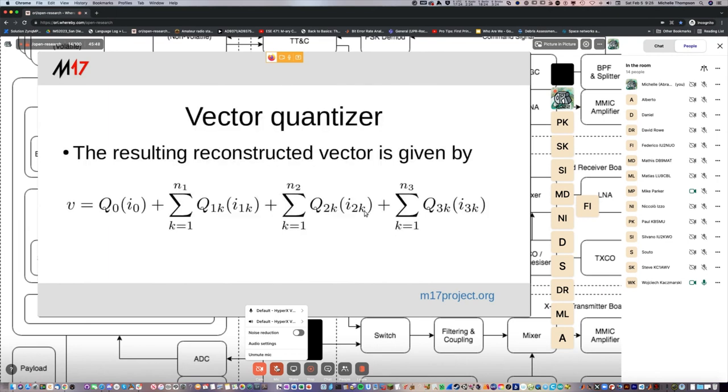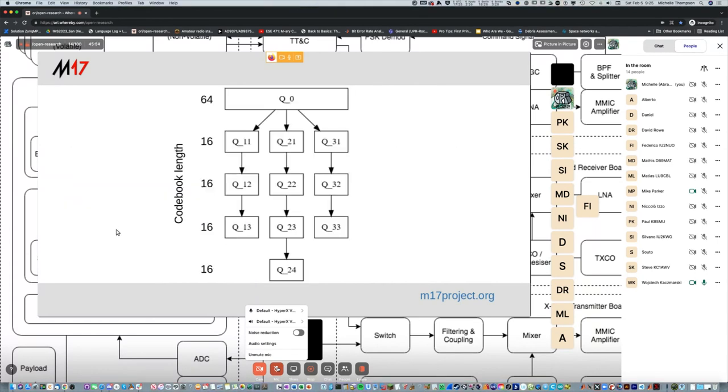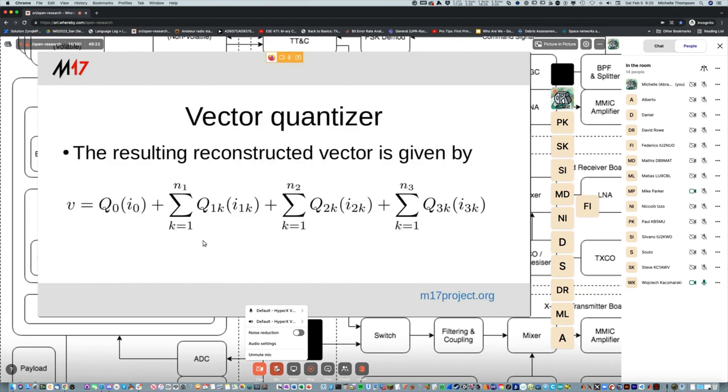Now, time for some maths. To reconstruct the vector, we obtain 11 coefficients. Well, not coefficients, but indices. So 4 from this part, 4 from this part, and 3 from this part. So we've got 11 indices to transmit, to reconstruct the vector at the other side of the RF link.